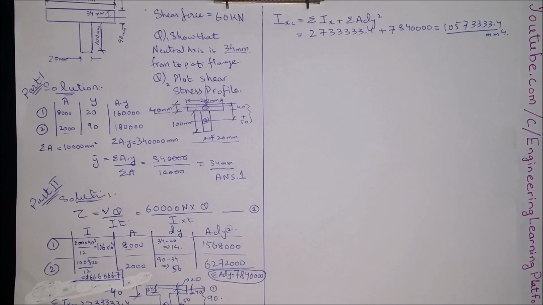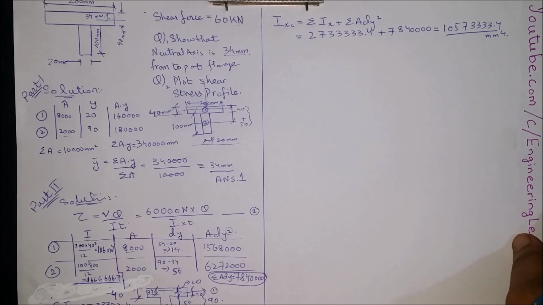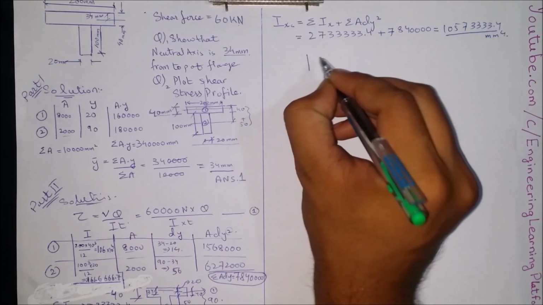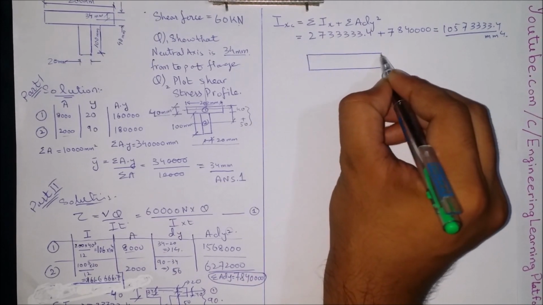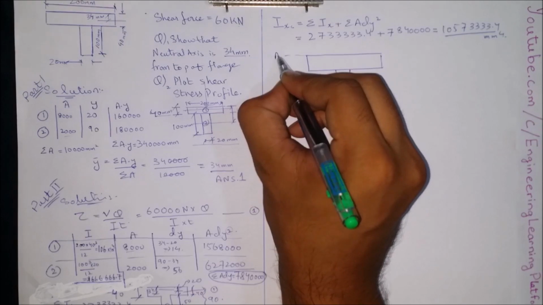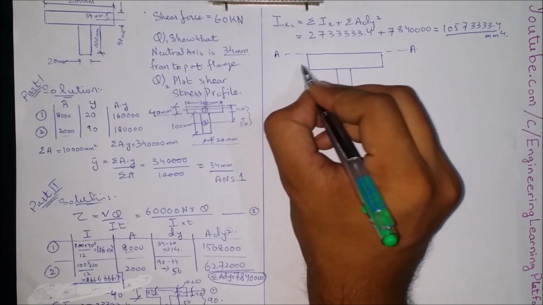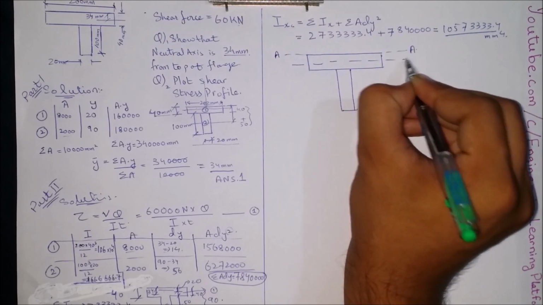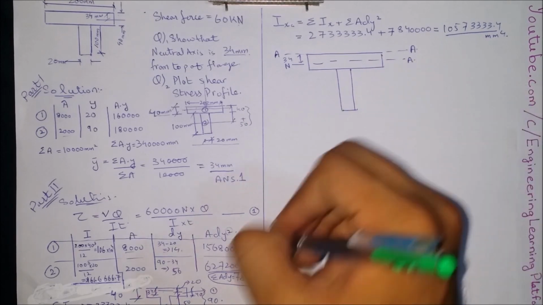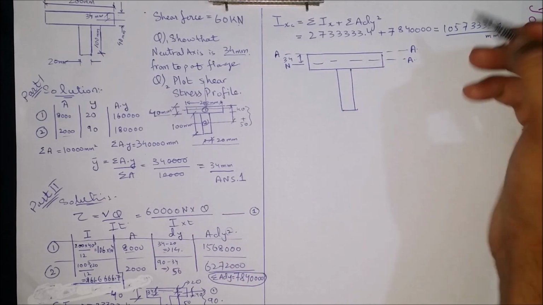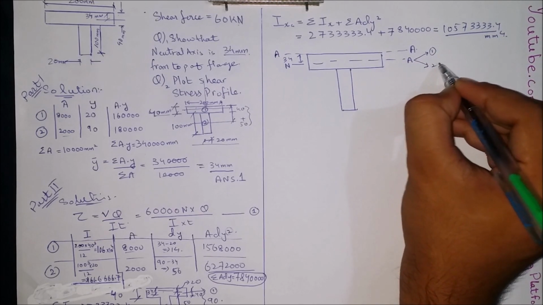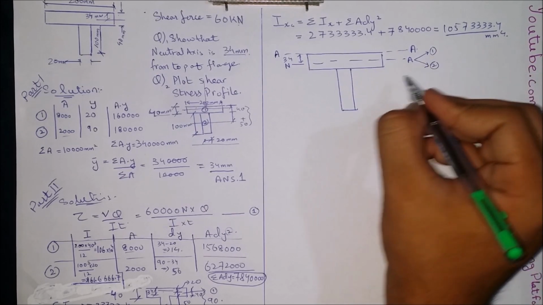Now I need to find out the shear stresses for the different fiber locations in the cross section. Let's name the different fibers of the cross section. Let's call this fiber A. The fiber at 34 millimeter is the neutral axis. Note that there would be a neutral axis above the fiber, that is neutral axis 1, and neutral axis part below the fiber. So we will get two stress values.